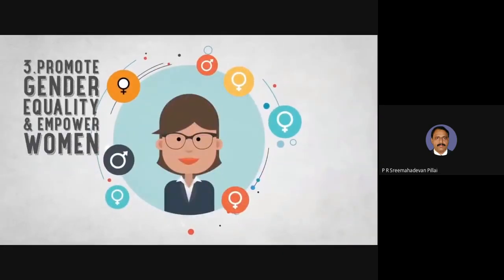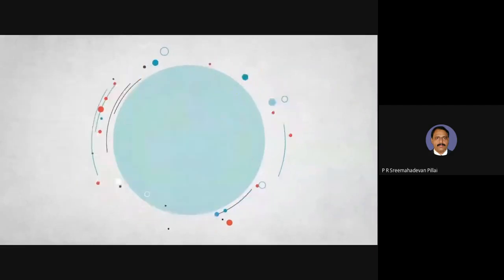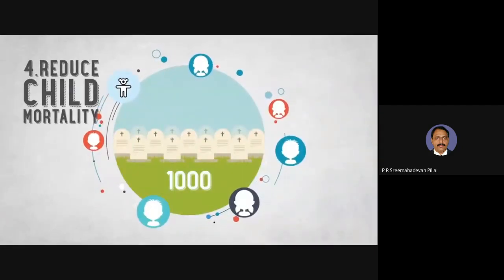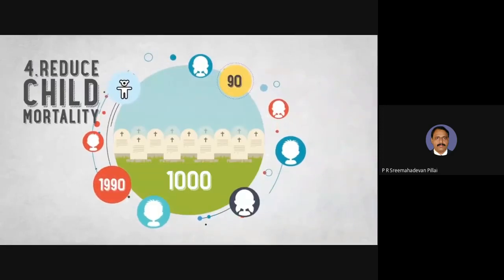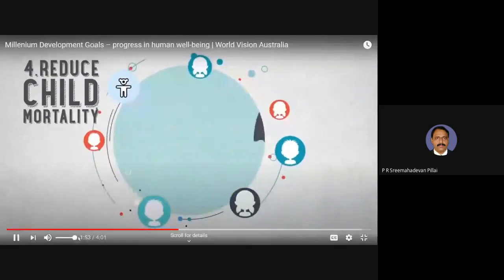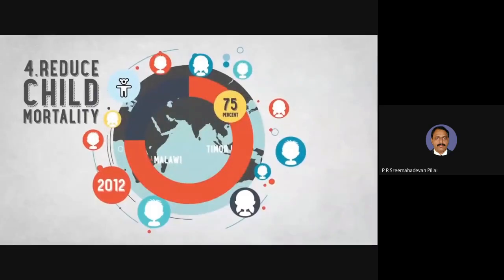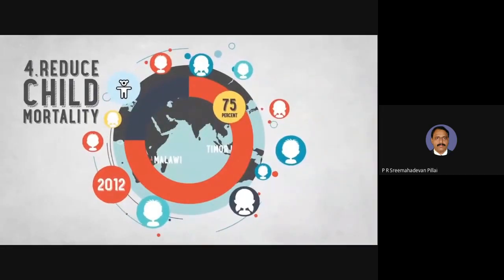Number three, promote gender equality and empower women. The proportion of seats held by women in national parliaments has gone up from 12.8% in 1990 to 22.1% in 2014. Number four, reduce child mortality. In 1990, 90 kids in a global village of 1,000 children died before they turned five. In 2012, that's down to 48 kids in every 1,000. In some countries, like Malawi and Timor-Leste, under five mortality rates have been slashed by 75%. That's a lot of young lives saved.